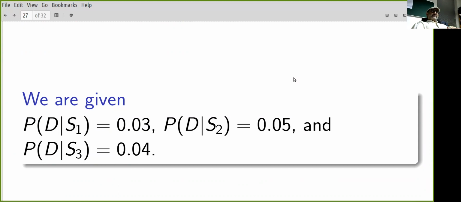Now, the probability that the brain will be defective if it came from S1 is 3%, we were given. The probability that it would be defective if it came from S2 is 0.05. The probability that it would be defective from S3 will be 0.04.